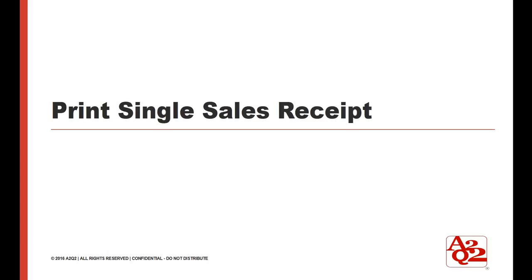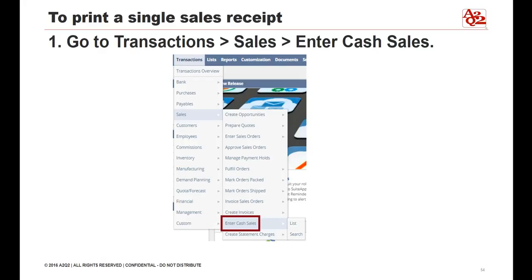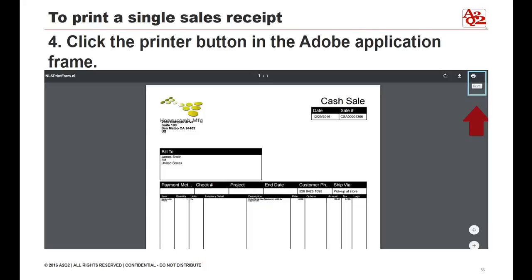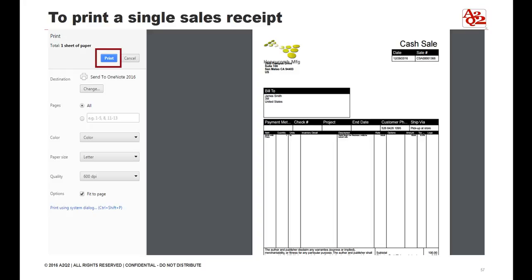Now we're going to discuss Print Single Sales Receipt. You go to Transactions, highlight Sales, and highlight Cash Sales. On the cash sale page, complete the information as appropriate. Click Save and Print. Click the Printer button in the Adobe application frame. NetSuite opens the printout for your receipt in an Adobe application document. Click OK. To print a single sales receipt.